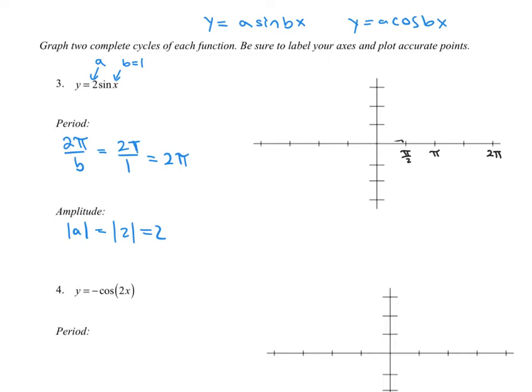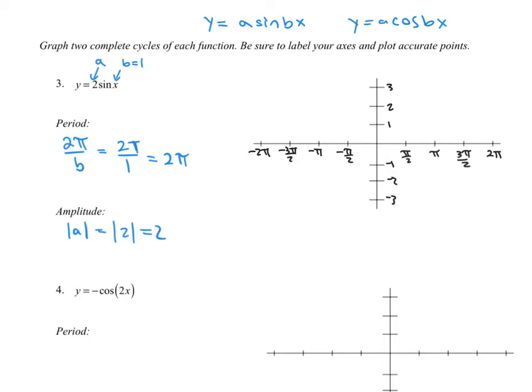So let me erase this. So I've got 1 pi over 2 right here, and then 2 pi over 2 is pi, and this would be 3 pi over 2. And then we label the left-hand side negative pi over 2, negative pi, negative 3 pi over 2, negative 2 pi. And then on our y-axis, I'm going to count by ones: 1, 2, 3, negative 1, negative 2, negative 3. It's very important to label your axes.